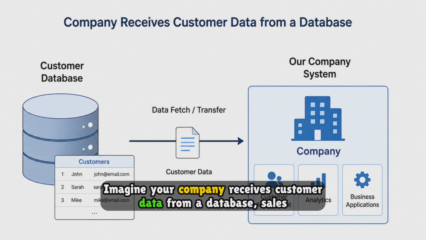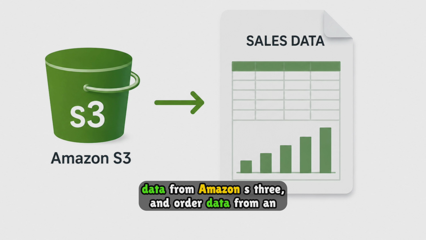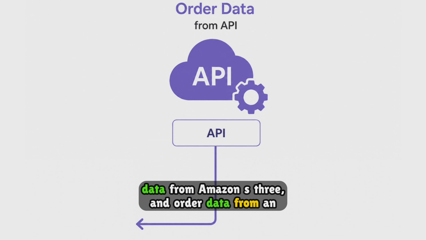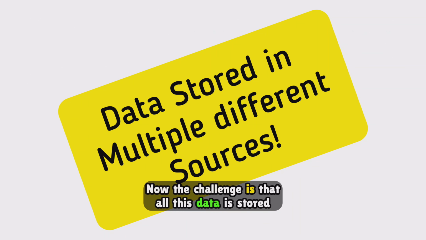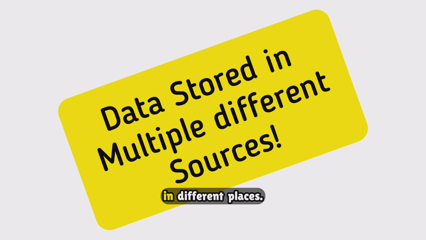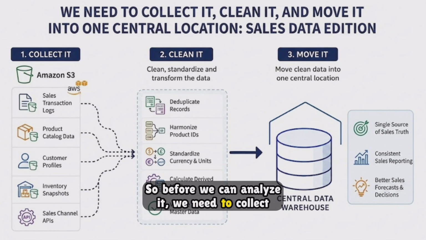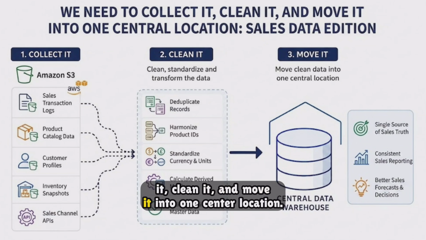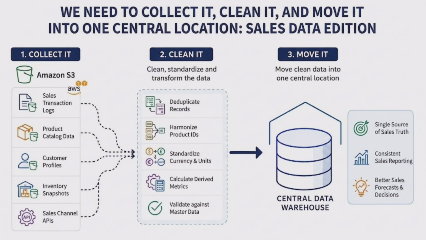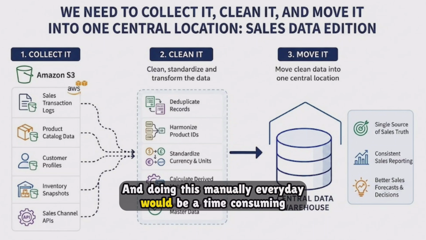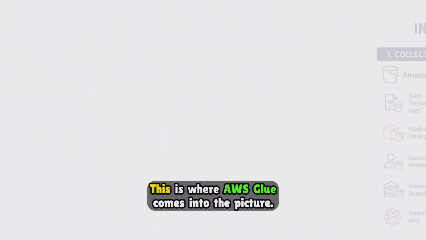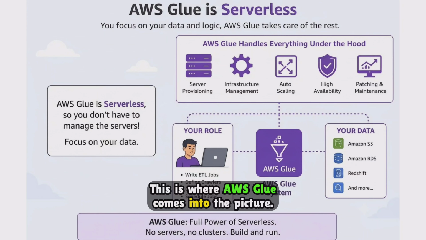Imagine your company receives customer data from a database, sales data from Amazon S3 and order data from an API. Now the challenge is that all this data is stored in different places, right? So before we can analyze it, we need to collect it, clean it and move it into one central location. And doing this manually every day would be a time consuming task. This is where AWS Glue comes into the picture.